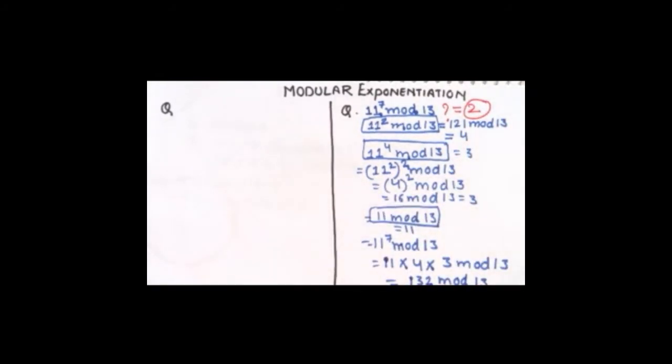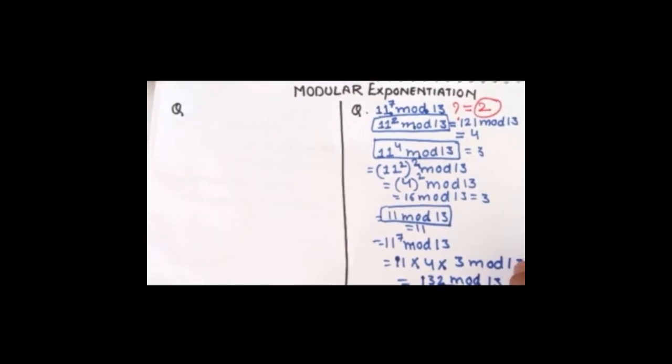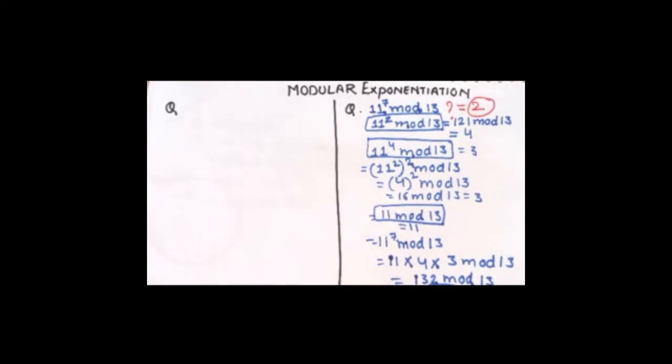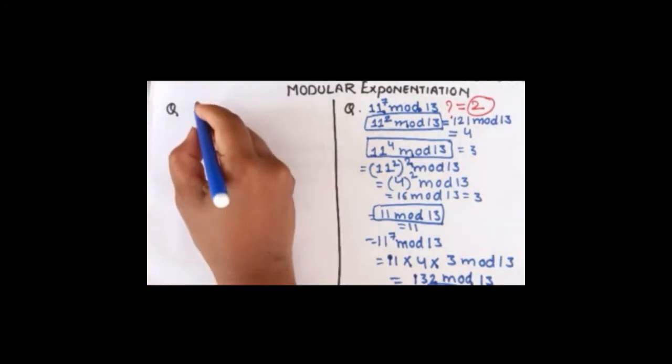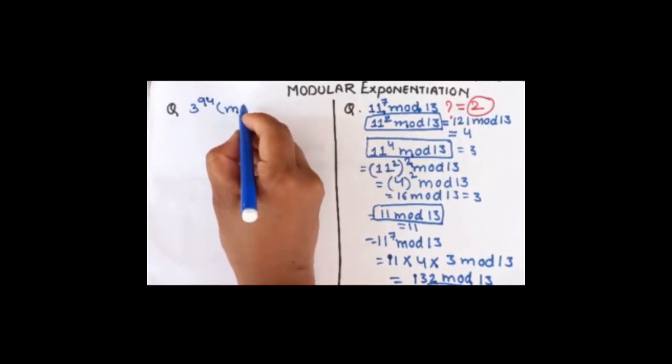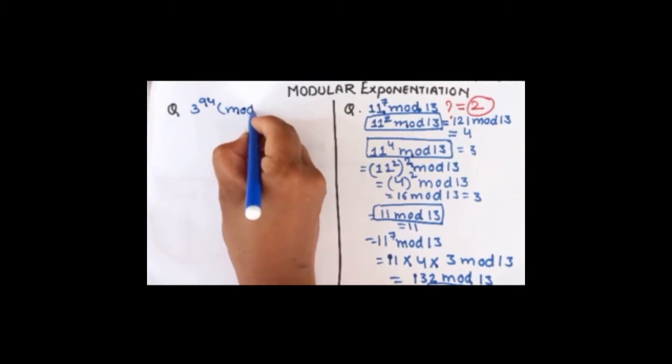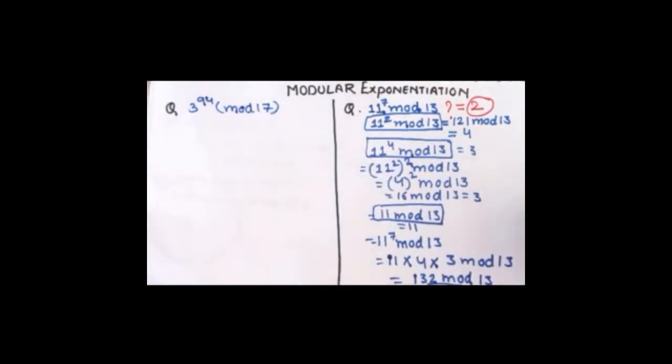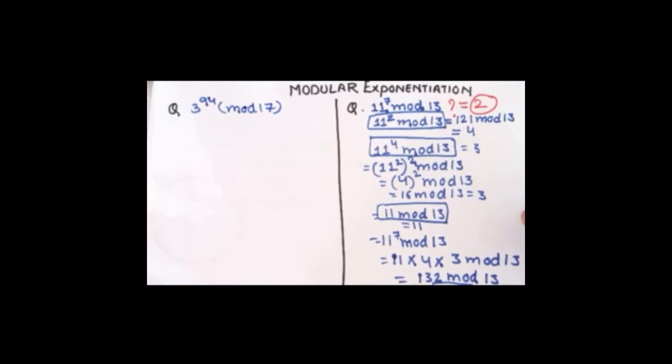Isn't it easy? Okay, I'll be taking up a bigger question, bigger exponentiation, and see how we are going to solve it very easily. Right. So my next question is 3 to the power 94 mod 17. This is my question. Basically I'm supposed to find out the value for 3 to the power 94 mod 17.